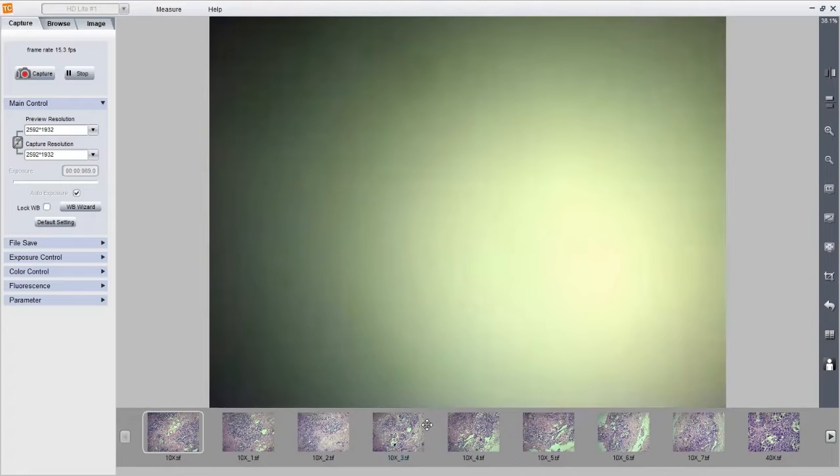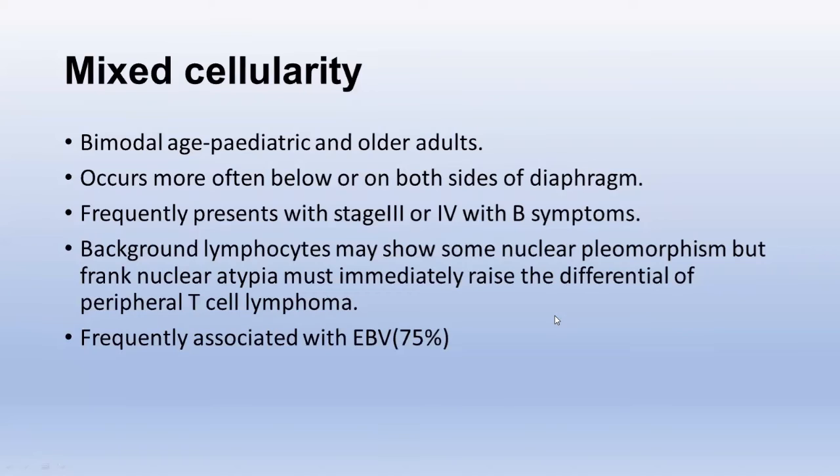Okay. Now we shall go to the next variant, which is mixed cellularity. Mixed cellularity, unlike nodular sclerosis, can be seen in pediatric as well as in elderly people. Most often it presents with nodes below the diaphragm, but both sides of the diaphragm can also be involved. Frequently, they are present in stage 3 or 4 at the time of presentation and associated with B symptoms.